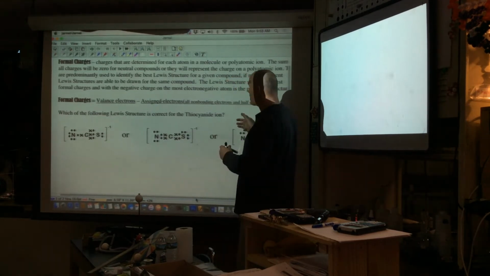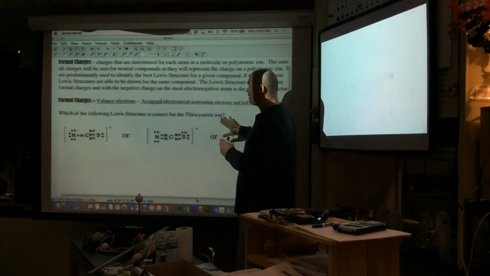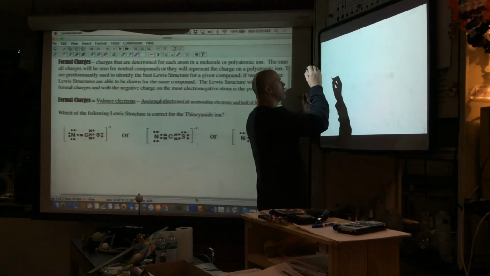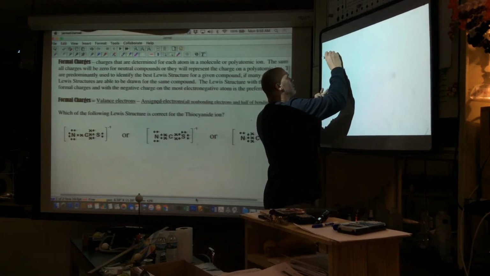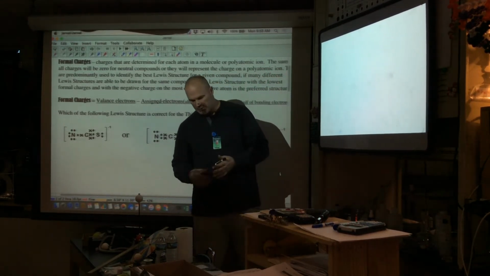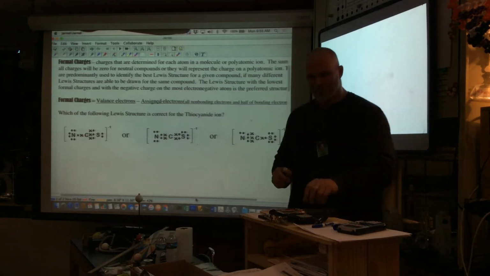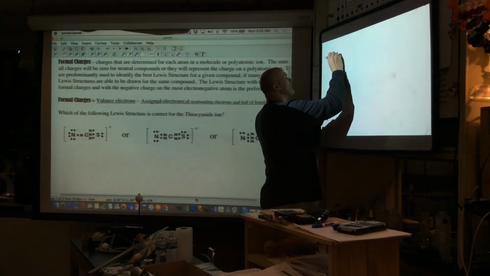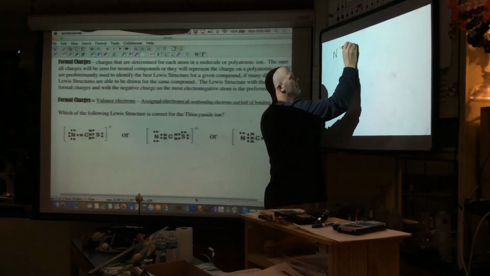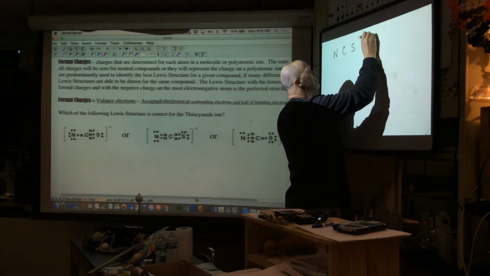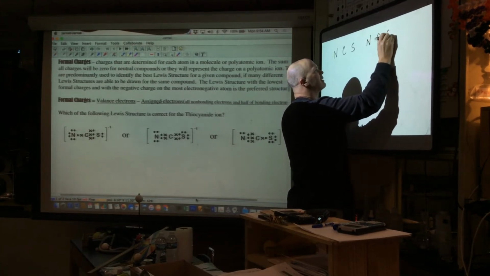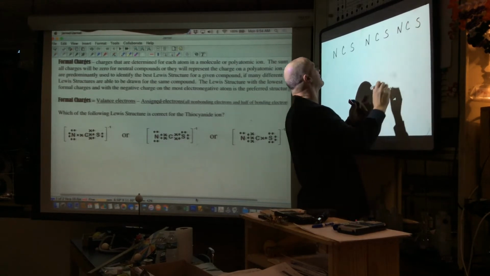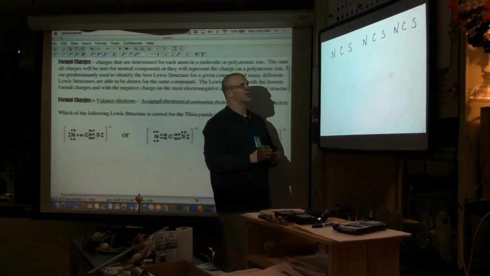So I have the thiocyanate ion here. It's an ion, it's got brackets and charges, and we have NCS. So let's just draw this. You can just watch me do this, okay? Not that, that's invisible ink, I guess. All right. So NCS here, and then NCS again, and I certainly could make this a little better.